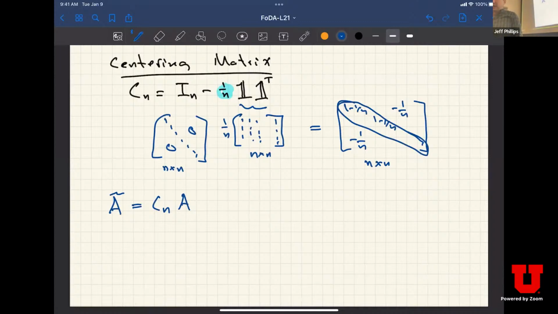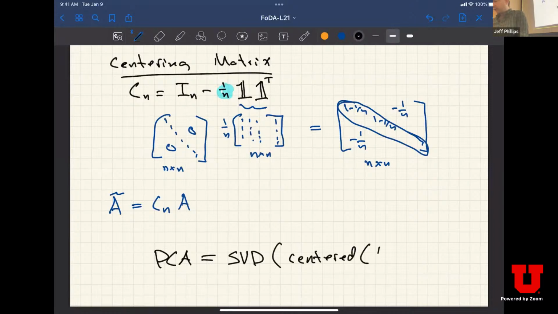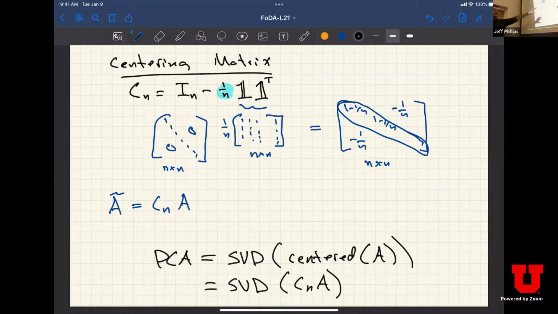So then I can do the centered data. I run the SVD, and then I look at the SVD, and I get the things I need for my principal component analysis, right? So PCA, you can think of as SVD on centered A, or SVD of Cn times A. That's what you should think of as the translation between these two terms.